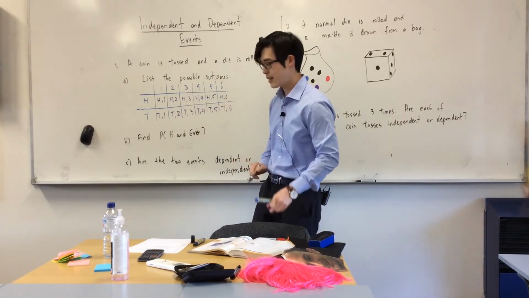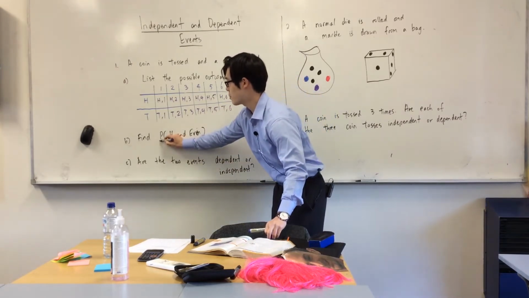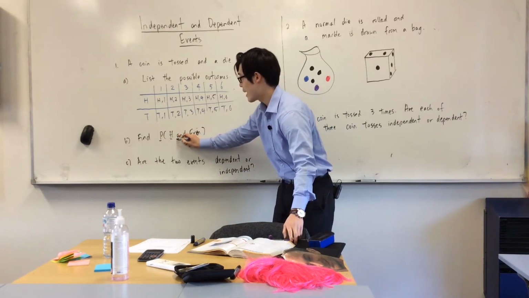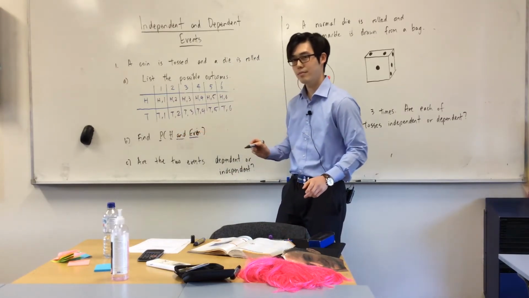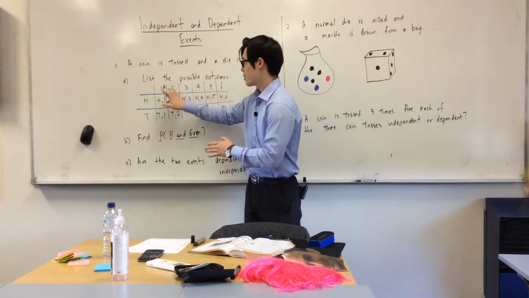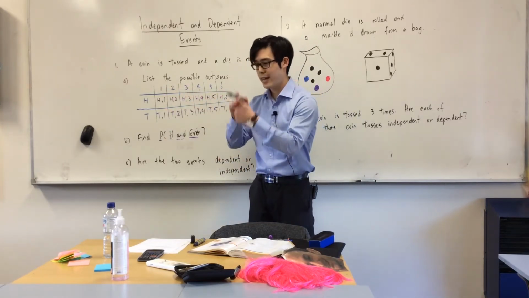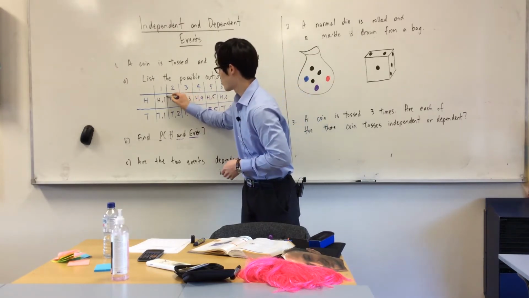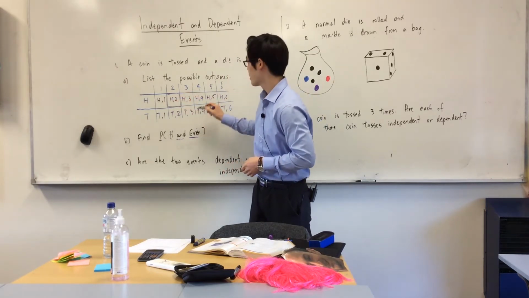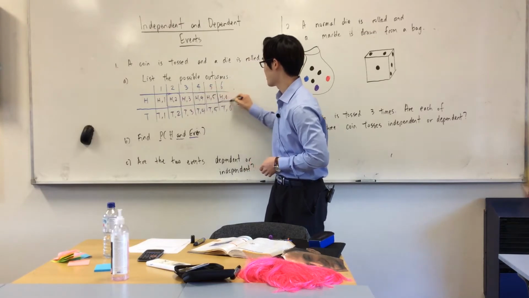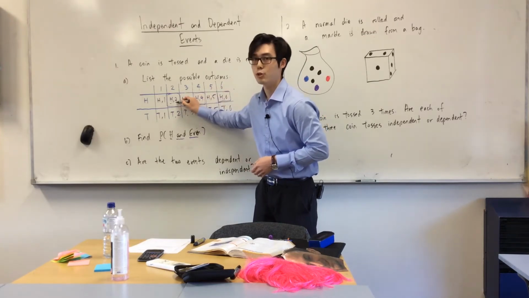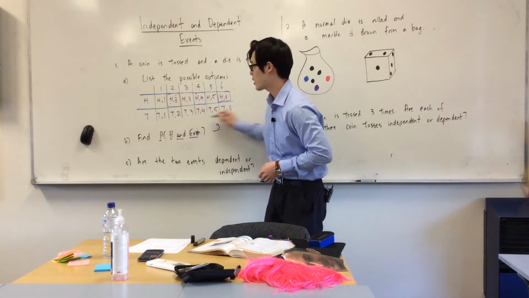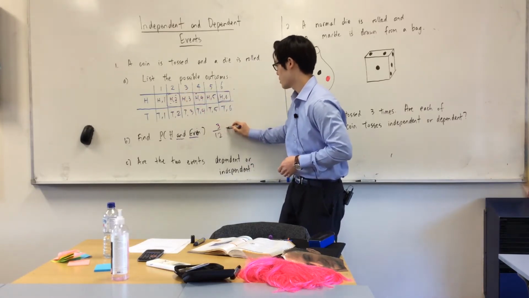Okay, looking at these outcomes, what is the probability of getting a head and an even number? So how many combinations are there here which have a head and an even number together? 3 out of 12. Yeah, so we got H and 2, H and 4, and H and 6, because that's a head and an even number together. So that's 1, 2, 3 out of how many altogether? 12. Yep.